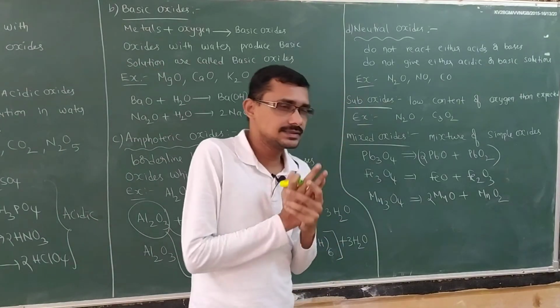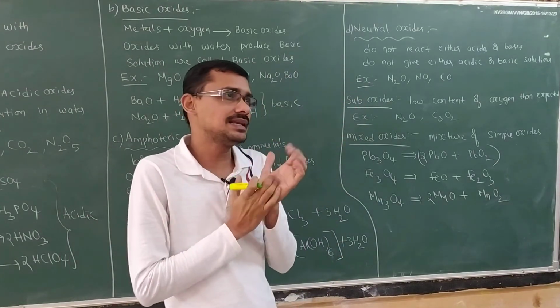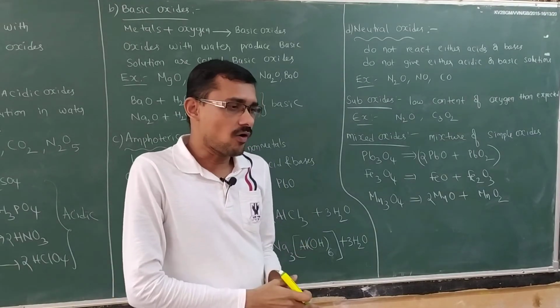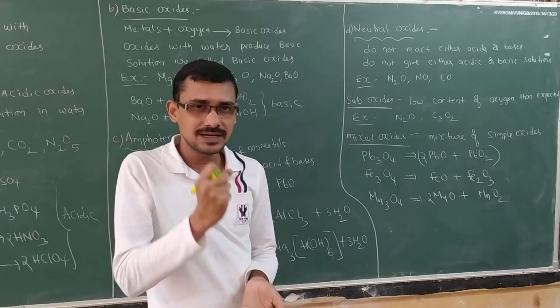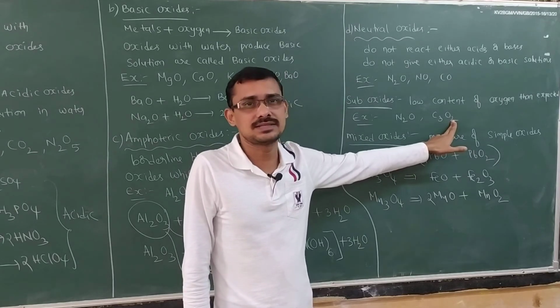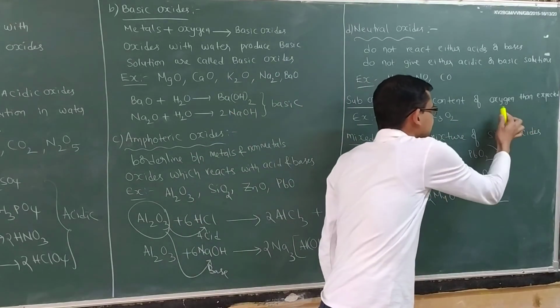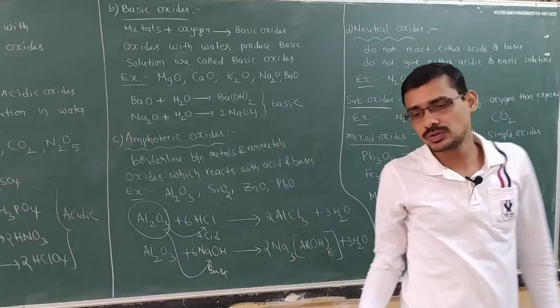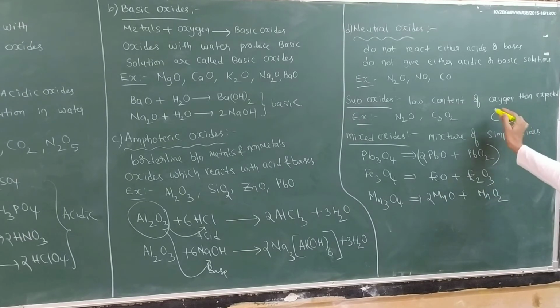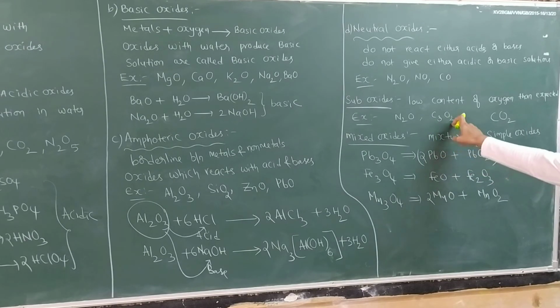Next, suboxides. Suboxides are what? The oxides which have a lesser amount of oxygen, when you expect the number of oxygens with respect to the other element to be very small. You see the example here: there are 3 carbons having only 2 oxygens. When you take carbon dioxide, CO2, there is 1 carbon and 2 oxygens, an excess of oxygen. But in the case of 3 carbons, how many? Only 2 oxygens. The extent of oxygen is what? Less. In that case they are called what?